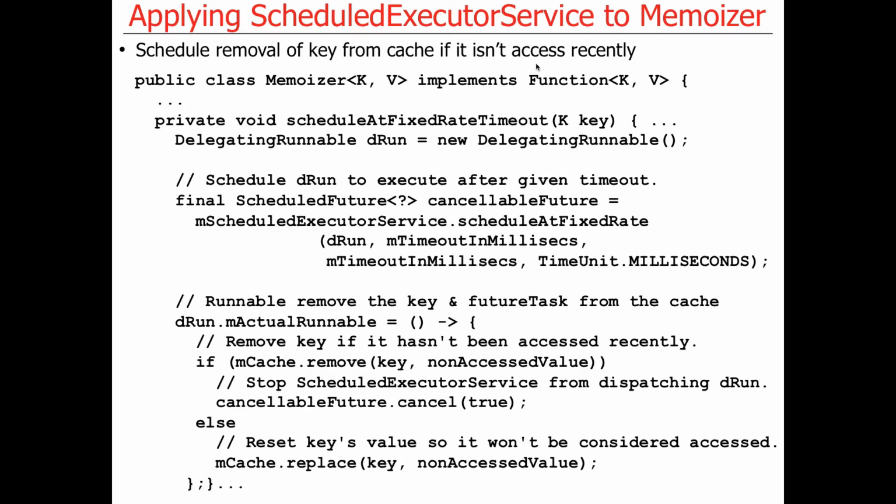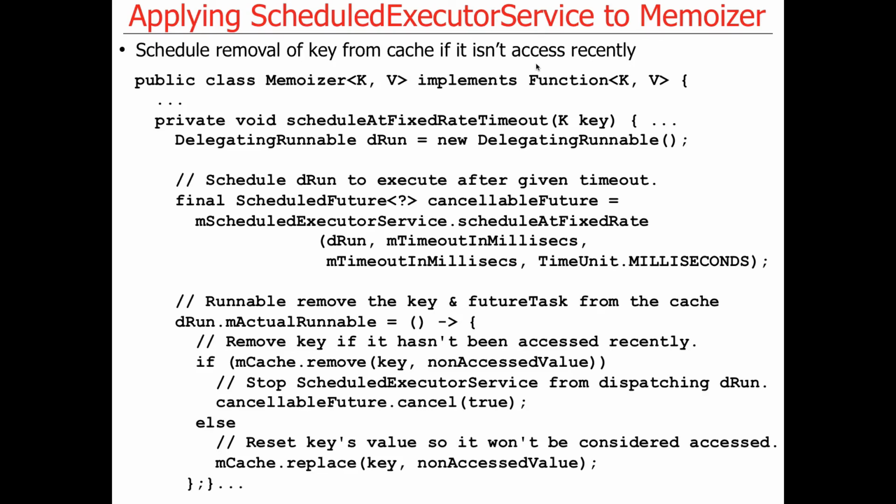So the reason why we had to have the delegating runnable was because we needed a way of scheduling a runnable that would be able to access the future that came back from schedule at fixed rate. So schedule at fixed rate returns a future. We need that future in order to be able to stop this runnable from running. And it turns out you can't really do this any other convenient way to get the future in the right place.